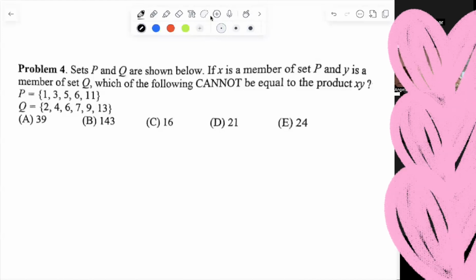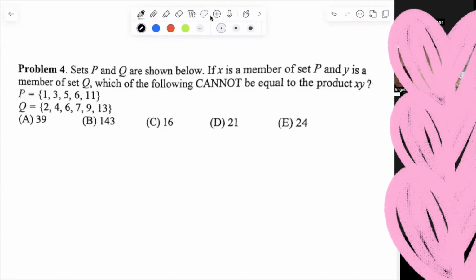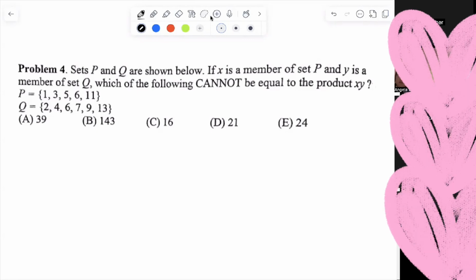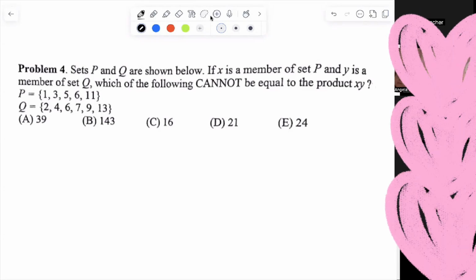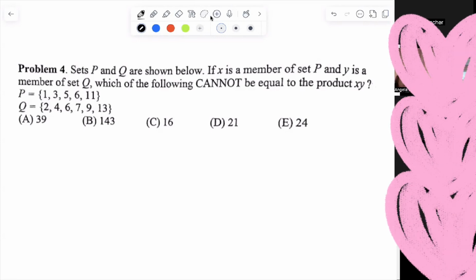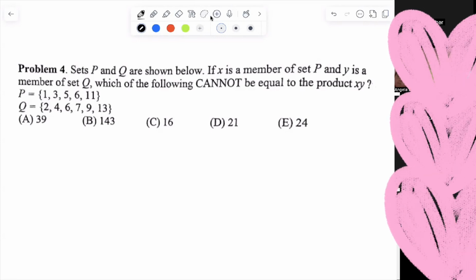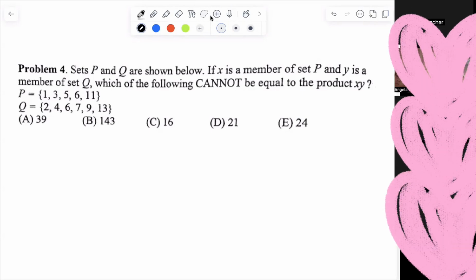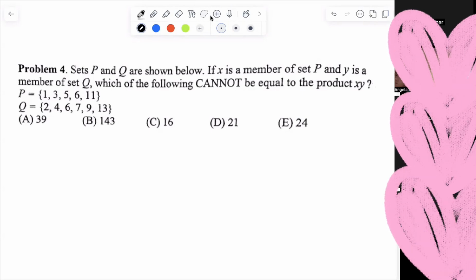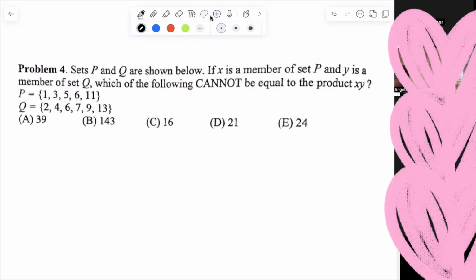All right, so I hope you had enough time to take a try on this question. So, then let's get started. So, basically, how we're supposed to approach this. Notice that we want to find which cannot be equal to the product XY. So, in this case, we can just guess and check for the answers. So, let's see if A works. All right, A doesn't work.